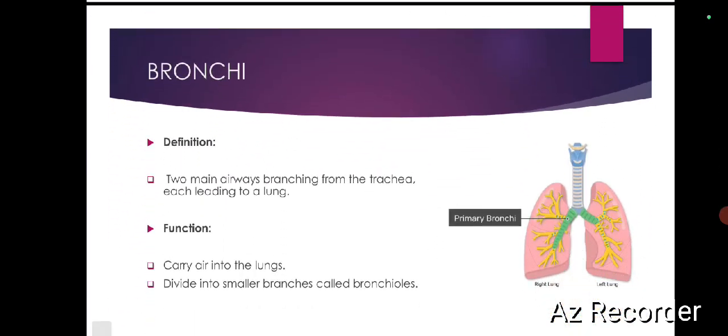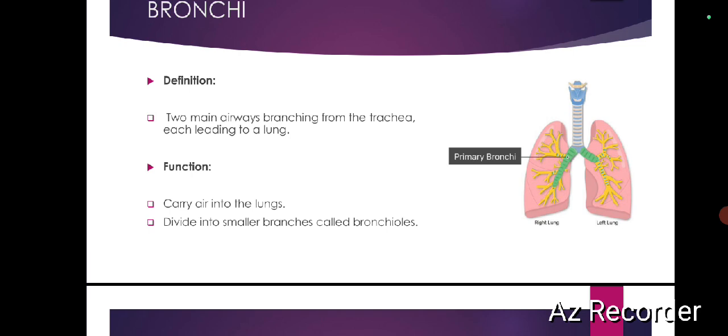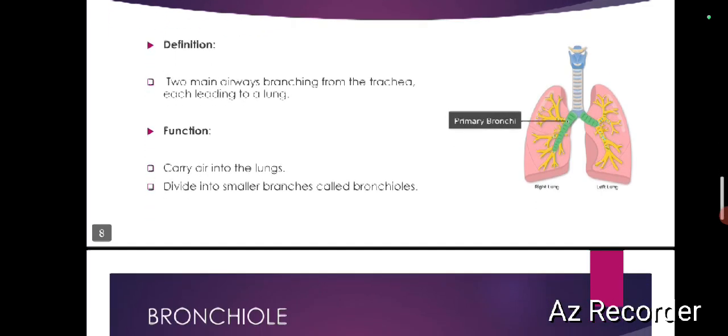The next one, that is bronchi. Bronchi are a branched structure. Two main airways branch from the trachea, each leading to a lung. Function of bronchi: they carry air into the lungs and divide into smaller branches called bronchioles.